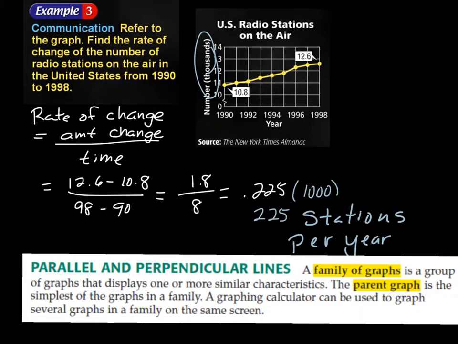A family of graphs is a group of graphs that displays one or more similar characteristics. The parent graph is the simplest of the graphs in a family. A graphing calculator or GeoGebra can be used to graph several graphs in a family of graphs on the same screen and see common characteristics.